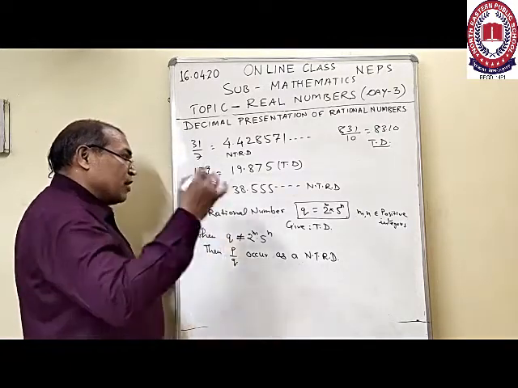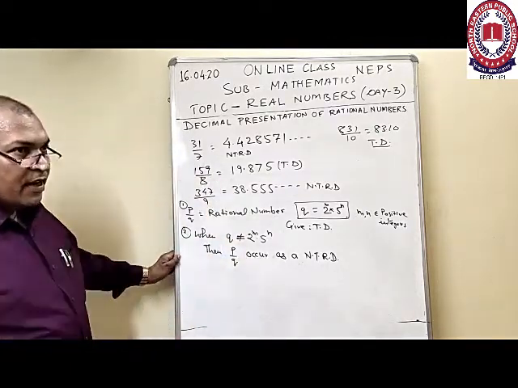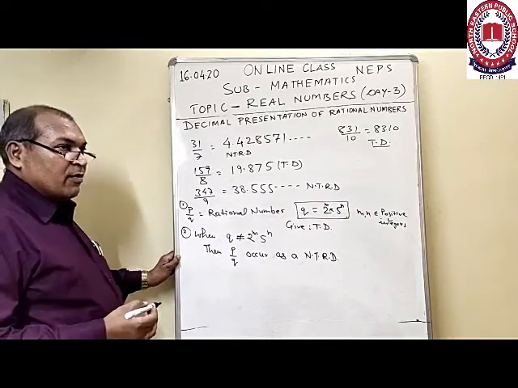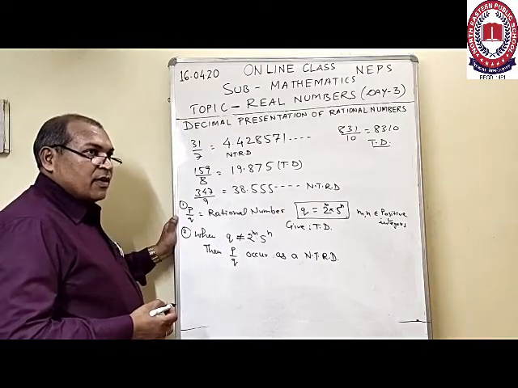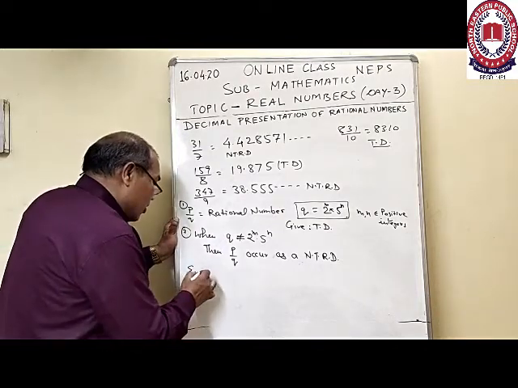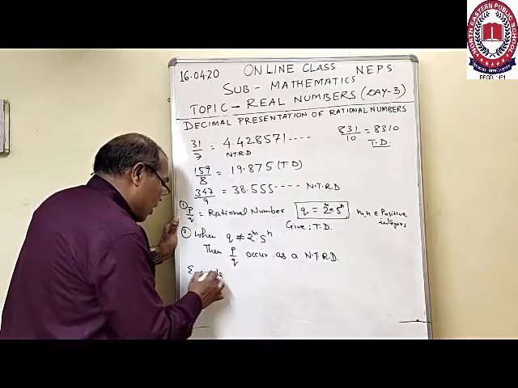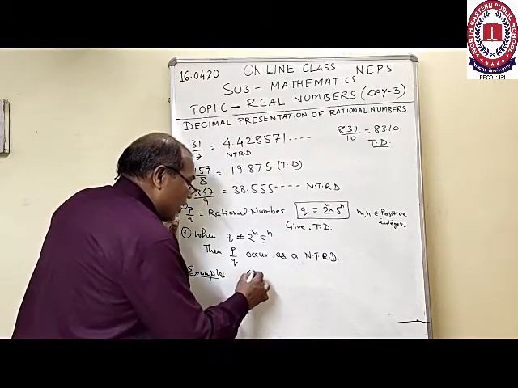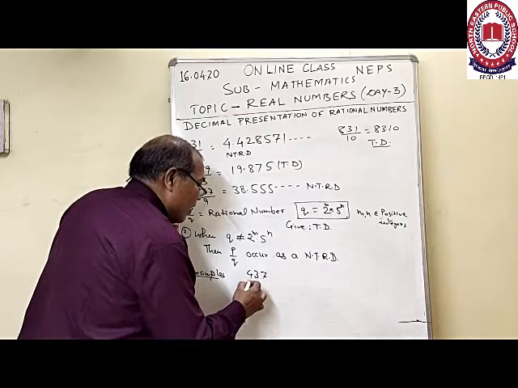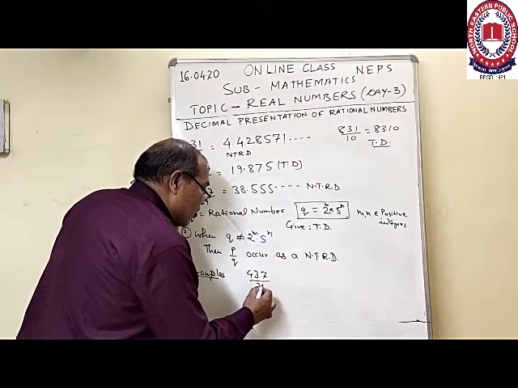So looking into this, easily we can identify which number will be a terminating decimal and which will be a non-terminating decimal. So let us see some examples now. In this example, I am giving 437 upon 25.